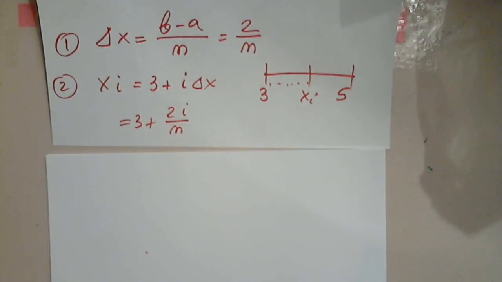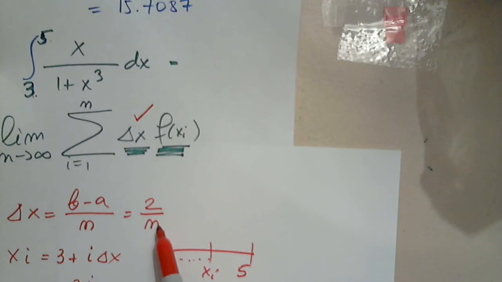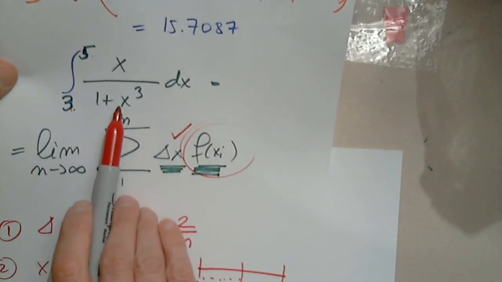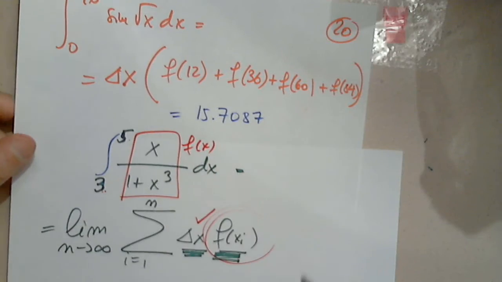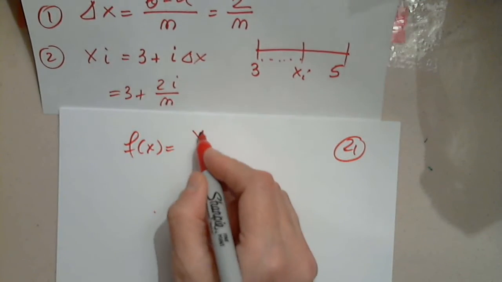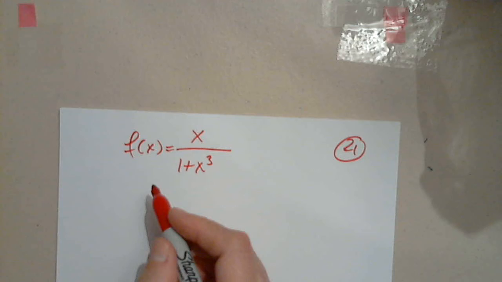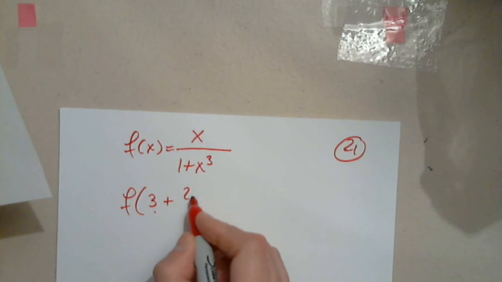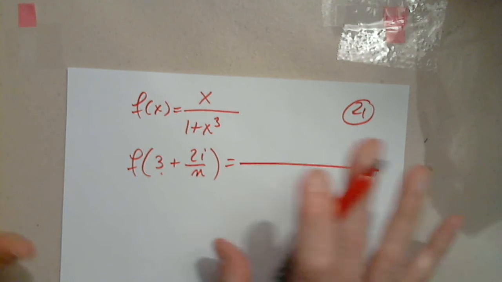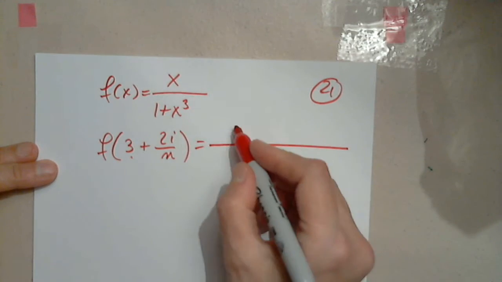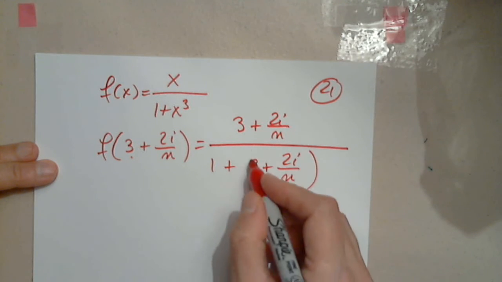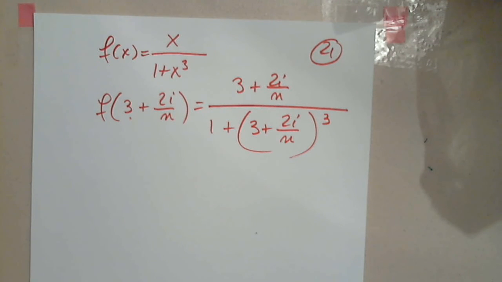And final prep. So I have this, delta x is 2 over n. Final prep for this piece is when I plug xi into the given function. This is our f of x, of course, no question there. So our f of x is x over 1 plus x to the third, and now f of xi is this. I just have to plug it in, and I'm done. They shouldn't do anything else. This is it. Just plug it in. So 3 plus 2i over n, over 1 plus 3 plus 2i over n to the third power. And I have to admit, this is horrible to plug in.